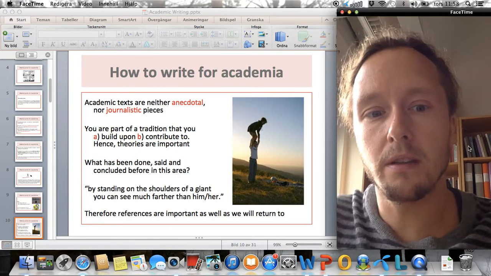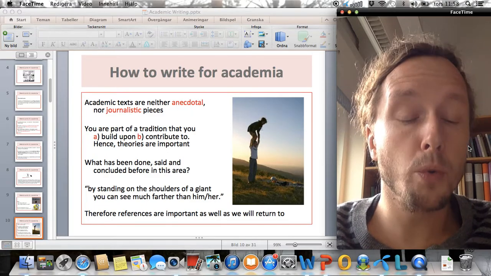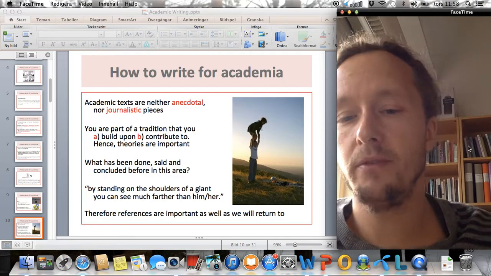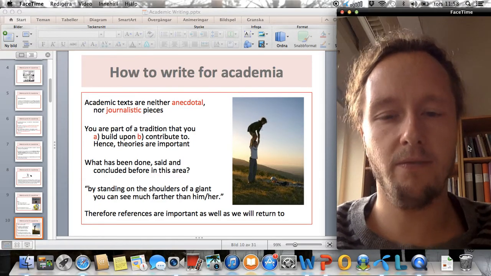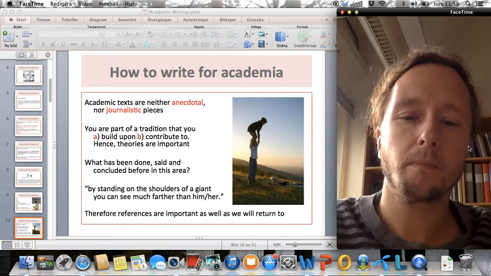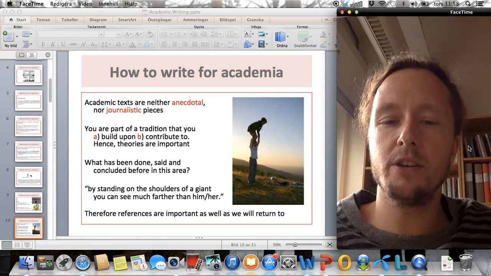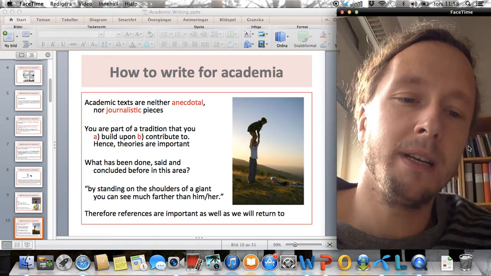So this is very important that you're part of here, because this is part of the academic genre. To relate back to what has been done before and what has been said before, and to also position yourself here in this field. And as the saying goes, by standing on the shoulders of giants, you can see much further than them. This is what we do in academia.